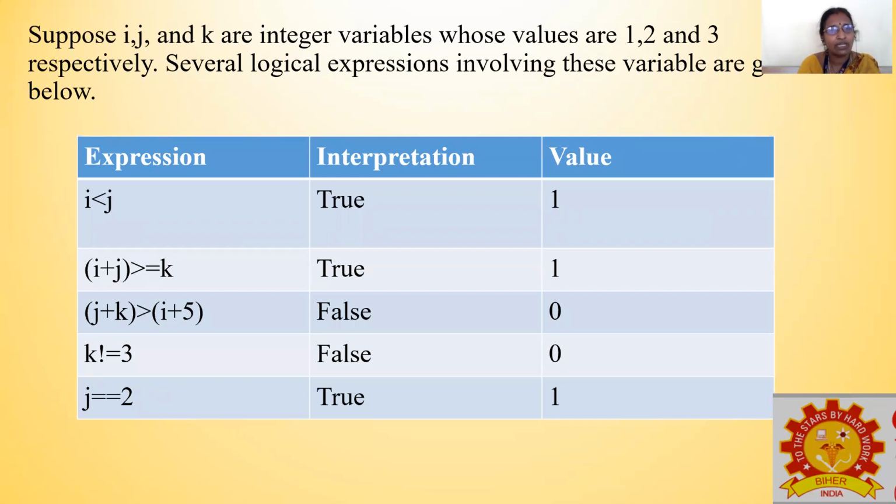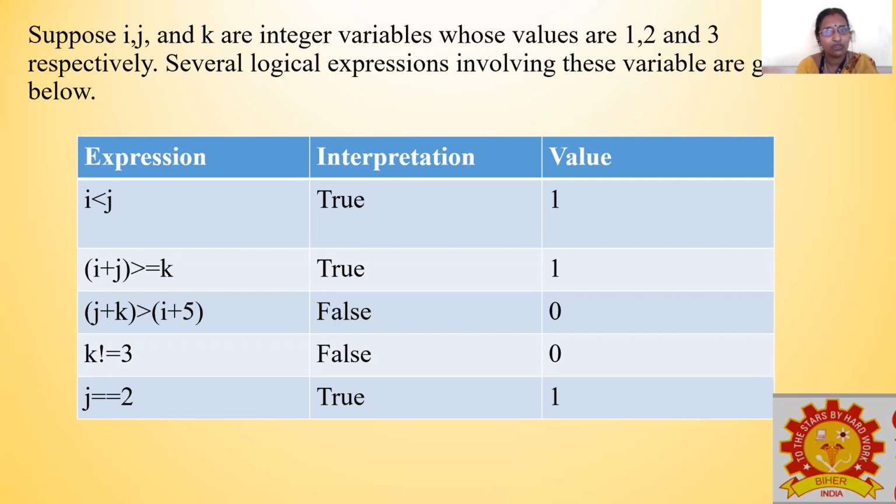Suppose i, j, k are integer variables whose values are 1, 2, 3 respectively. Several logical expressions involving these variables are given below, with expression, interpretation and value. The first expression is i less than j. What is the value of i? Equal to 1. The j value is 2. i less than j is true, so the value will be returned as 1. The interpretation is true.